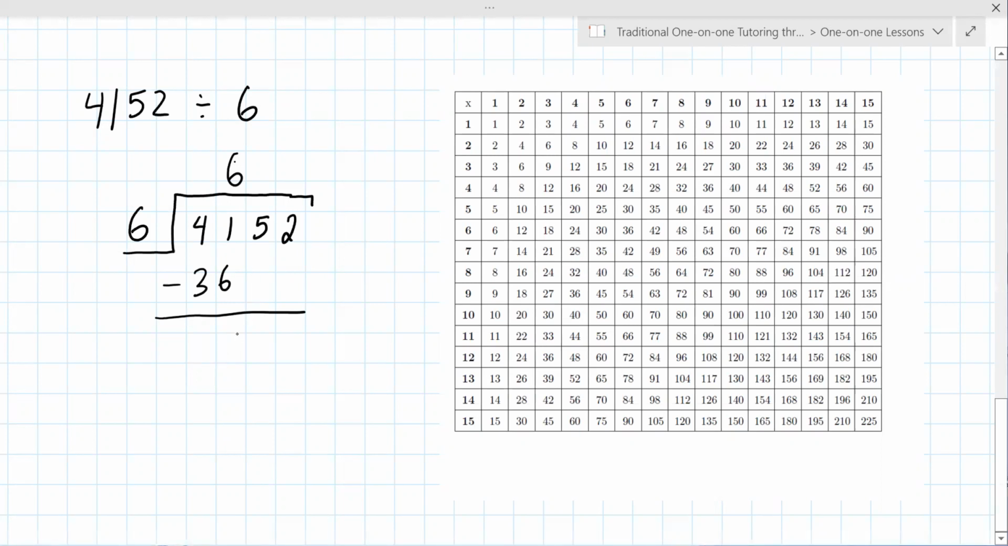It is not 15. I think you'll see that it's 5. Is it 25? No, it's 41 minus 36 is 5. Oh, okay. And then you bring this 5 down. Okay.